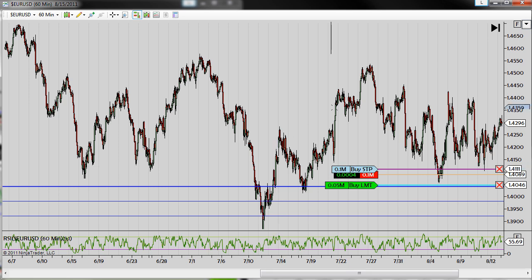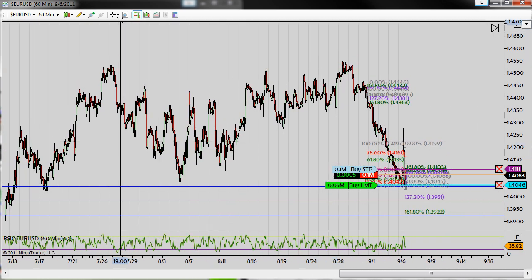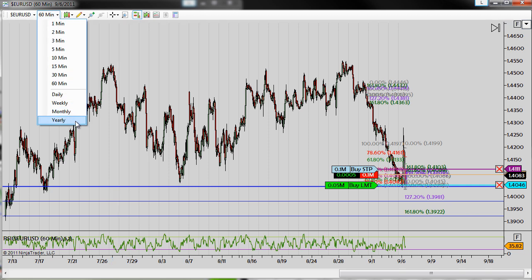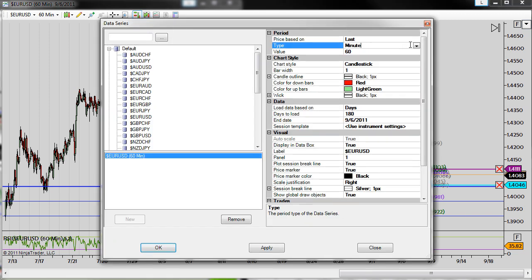So that first level at the 127 extension is going to be a nice level, and that's where I'm going to look to take off the balance of my profits. So let me see here. Let me go back out. I've got to get on the range bar. Let me pull this back up again, and we'll go back out to the range bar.